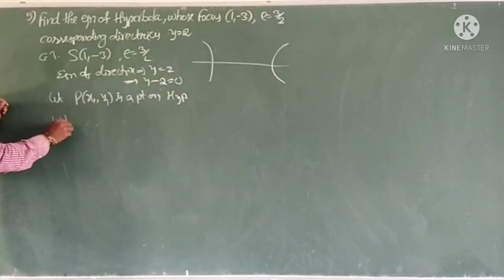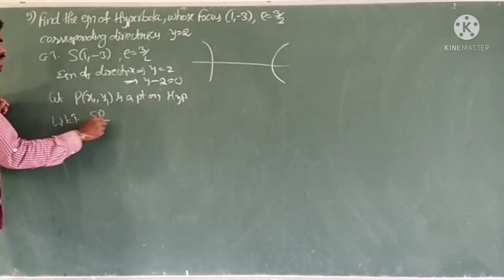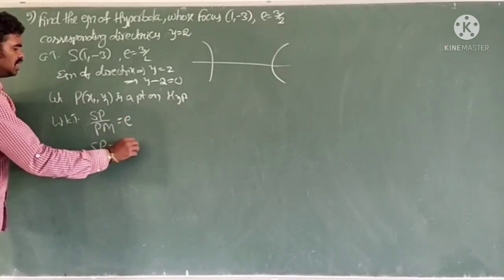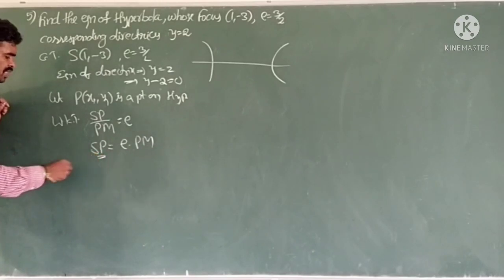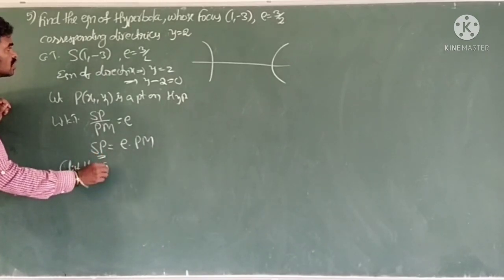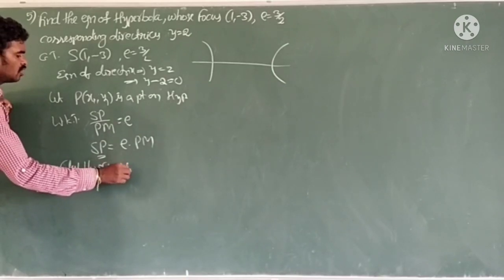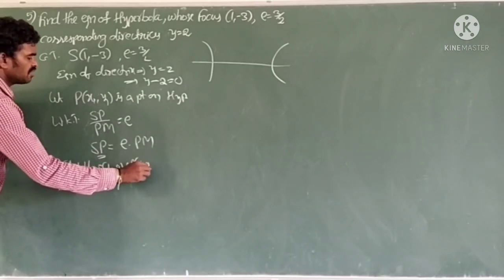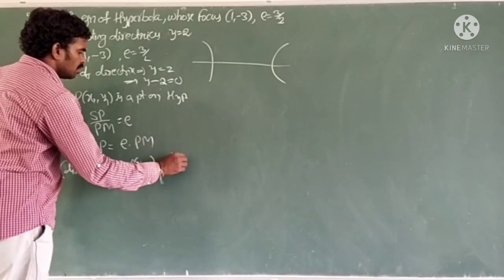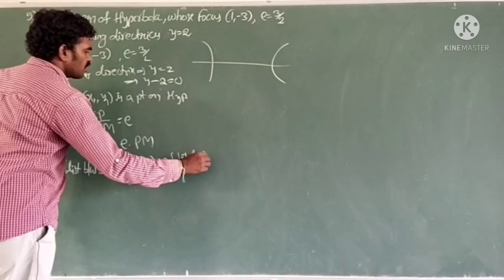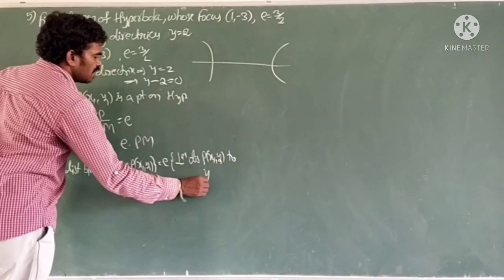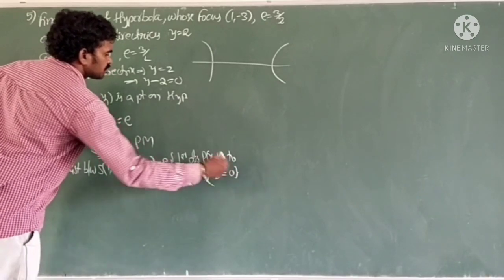So, we know the condition is SP by PM equal to E. That means SP equal E into PM. SP means the distance between S (1, -3) and P (x1, y1). E into PM means the perpendicular distance from P (x1, y1) to the line y minus 2 equal to 0.